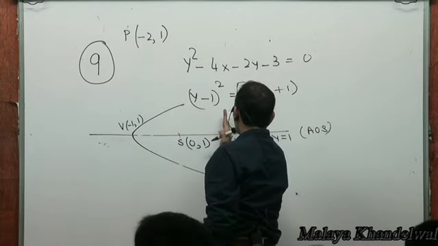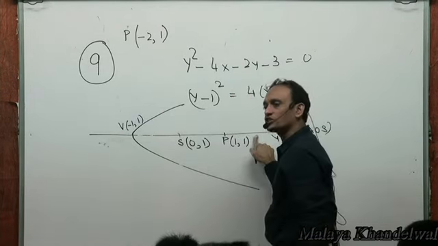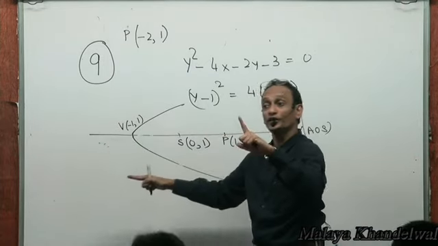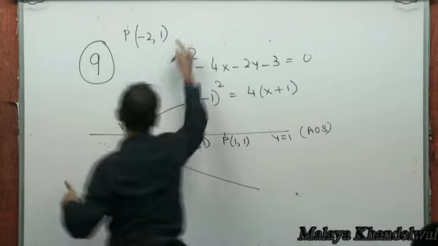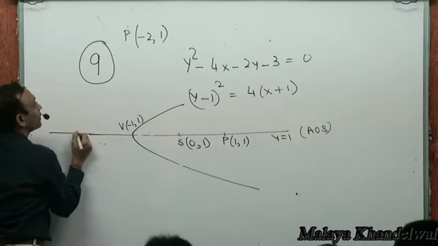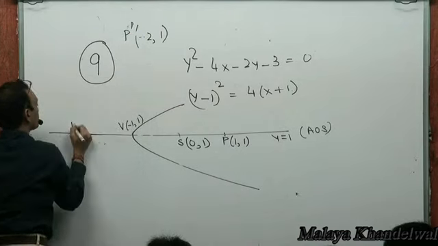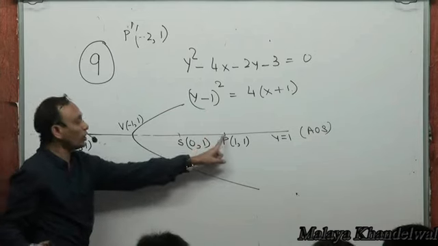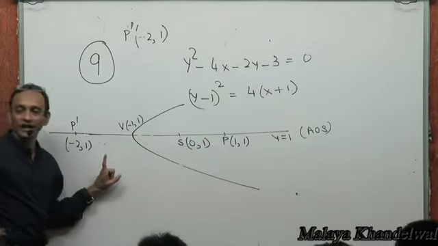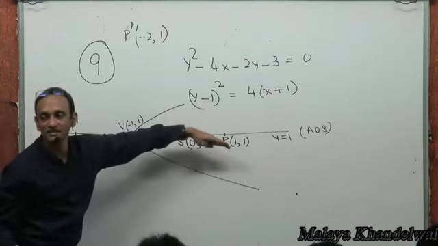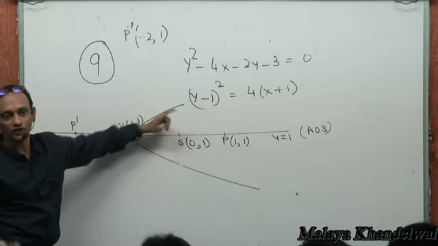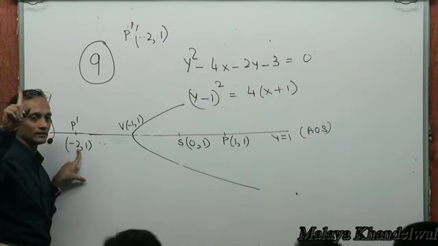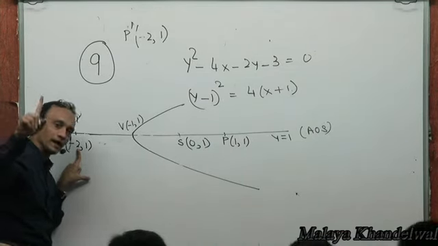From points to the right of P on the axis, 3 real normals could be drawn. But for any point to the left of P on the axis, only 1 real normal could be drawn. Where is the point minus 2 comma 1? Minus 2 comma 1, let's say P prime is a point here. So for any point on the axis to the left of P, only 1 real normal, which is the axis itself, could be drawn to the parabola. So the number of distinct real normals is 1. Yes or no? Clear?